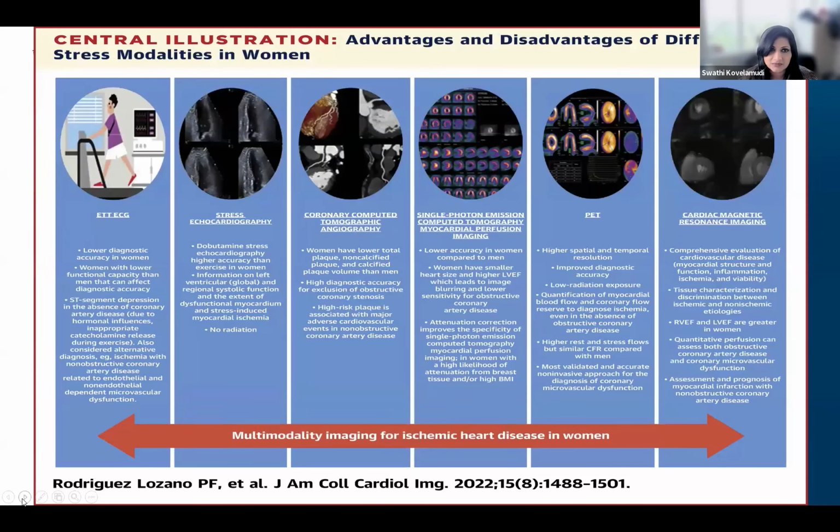This slide basically sums up what we talked about, which is the benefit and risk of each individual modality as it pertains to women. I hope we can take away from this that PET and CMR are our most useful modalities, but we only want to use them in the appropriate women.